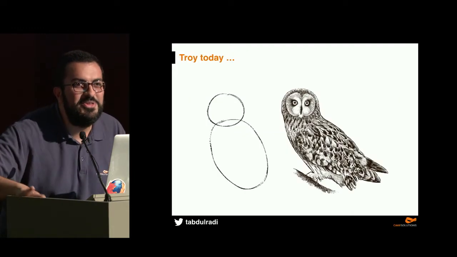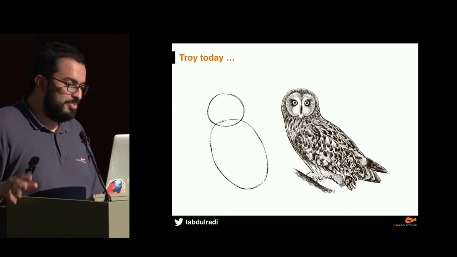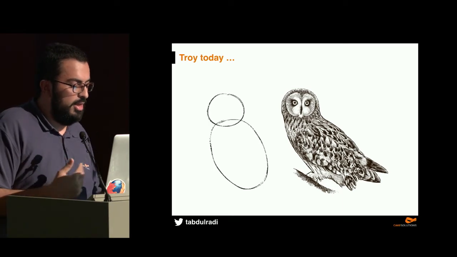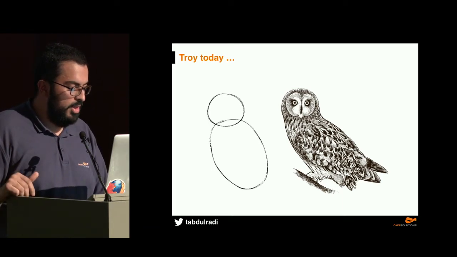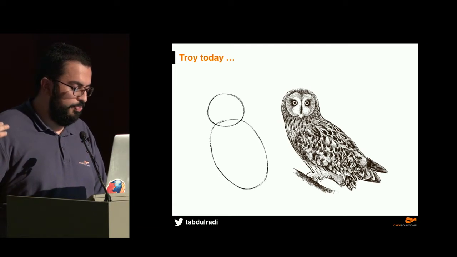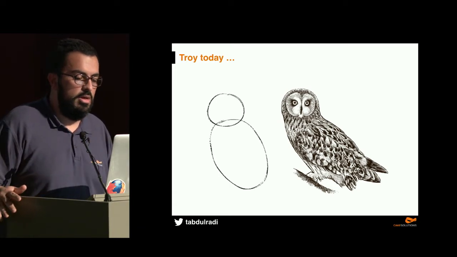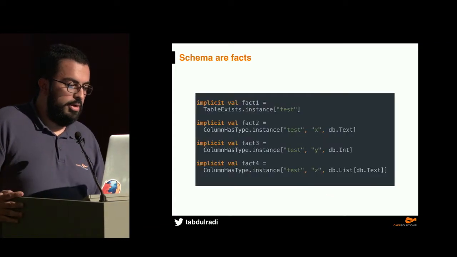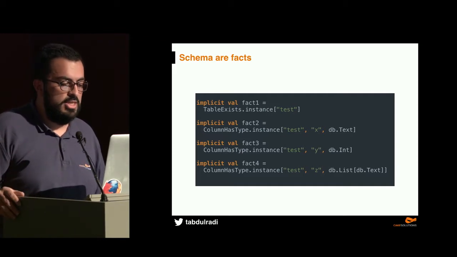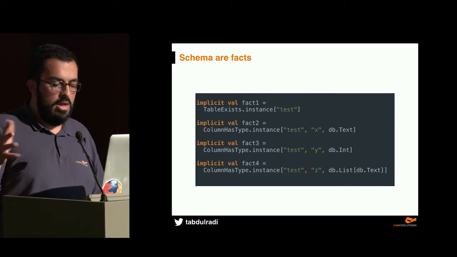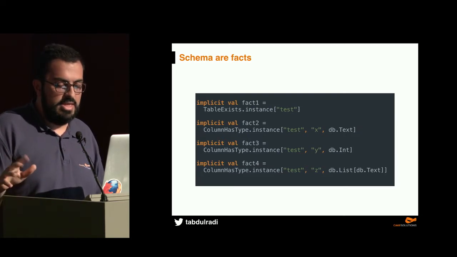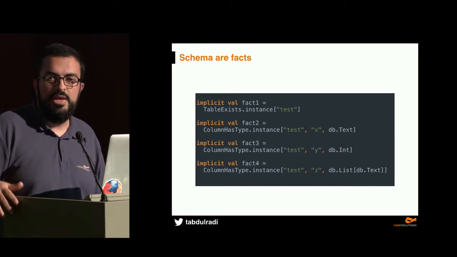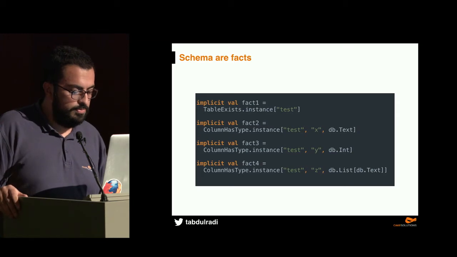So this was the first step in the talk. The rest of the talk will not be educational. It will be more like just showing the solutions, the final state of them now after iterating on my driver. So the schema is represented as just facts, implicit instances of about three or four different type classes that represent things in my database, like this table exists, this column has type X, or whatever you want.